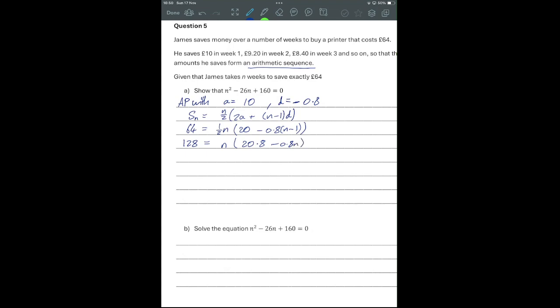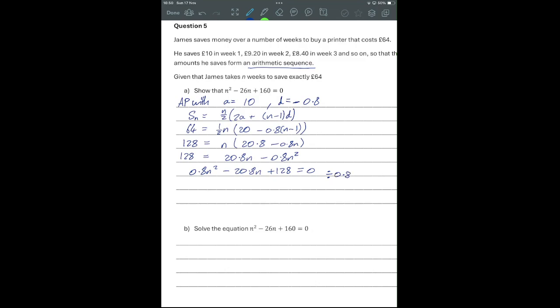And I'm doing this in a lot of detail. I'm not skipping any steps because it is a show that question. So I'm trying to keep it as obvious that I'm not cheating as possible. Now, because of the structure of the question, I know I'm just going to have an n squared at the end. The last bit of non-special rearrangement is to move it all to the same side. And now I'm actually going to divide by 0.8.